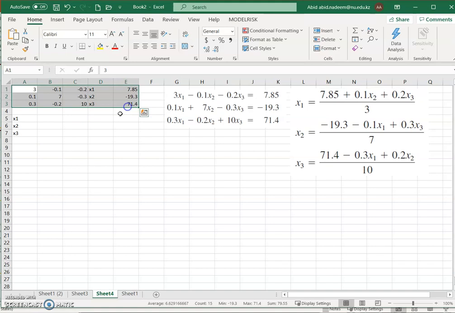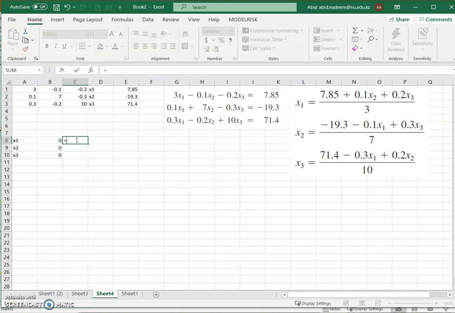In this Excel, I have written down this equation in its matrix form: 3, minus 0.1, minus 0.2, 7.85; 0.1, 7, minus 0.3, minus 19.3; 0.3, minus 0.2, 10, 71.4. If I want to iterate these coefficients x1, x2 and x3, as a first trial I will use 0, 0, 0. Then for x1, the next value will be equal to, so here we will put the formulation.